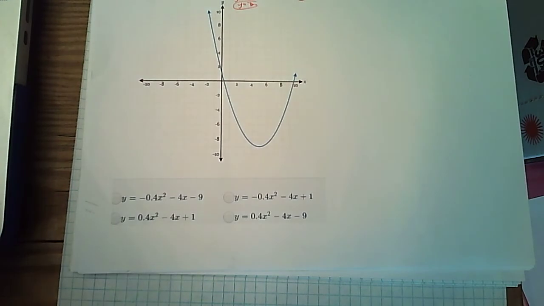So now, we have 2 more we're going to look at. This next one here, all right, again, it's a U. So if it's a U, do I have a max or a min?